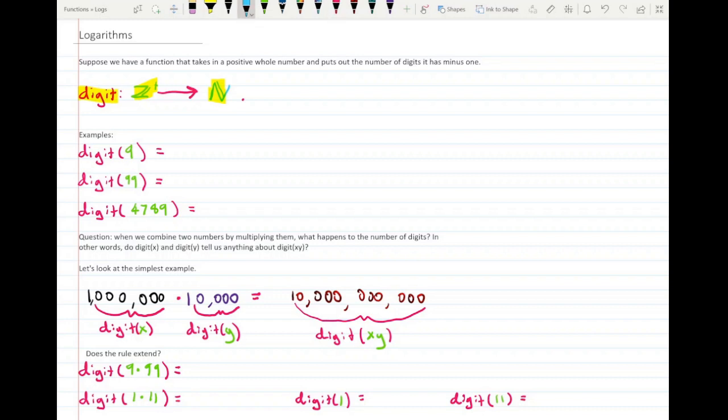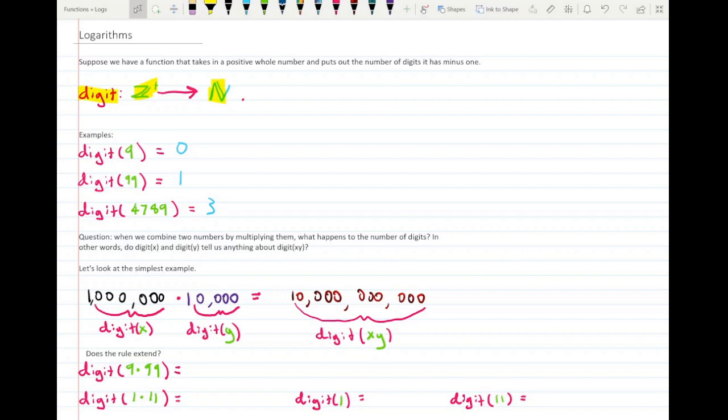Digit of 9, 9's got one digit, so we'll subtract 1, digit of 9 is 0. Digit of 99, well, 99's got two digits, so we'll subtract 1, and digit will be 1. Digit of 4,789, well, 4,789's got four digits, so we'll subtract 1 and get 3. Alright, nothing life-changing here.